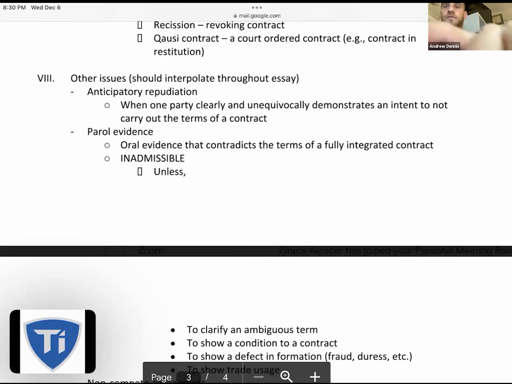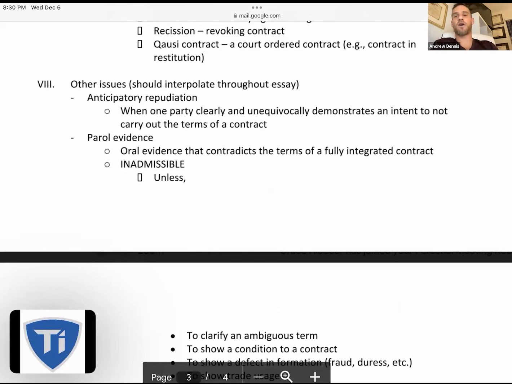So definitely look out for parole evidence. There's no E at the end of parole. We're not on parole here. We're just talking about parole evidence.